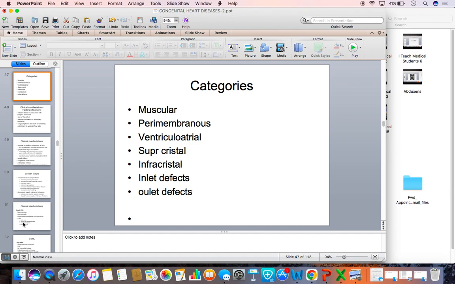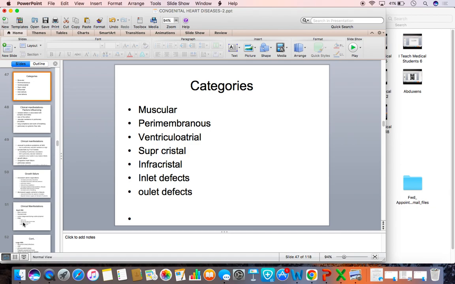These are the anatomical aspects of the interventricular septum. The outflow defects are usually associated with pulmonary hypertension, that is right ventricular obstruction. There is a right ventricular outflow obstruction in the outflow defects, which is usually the infracrystal defect.